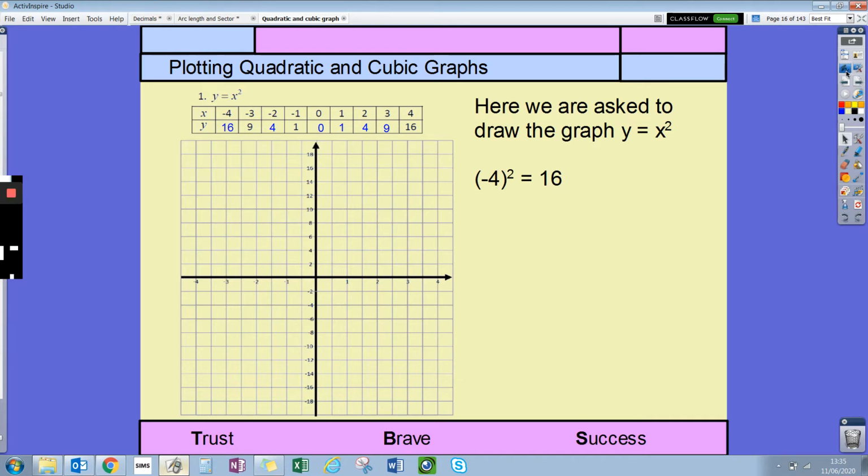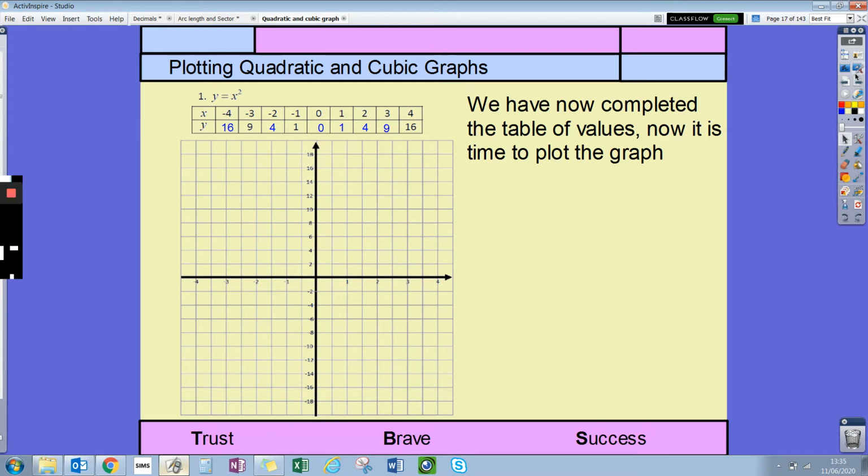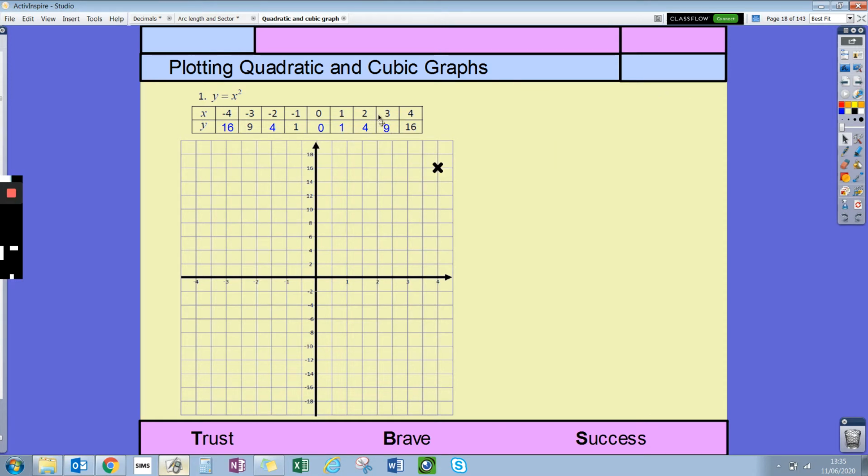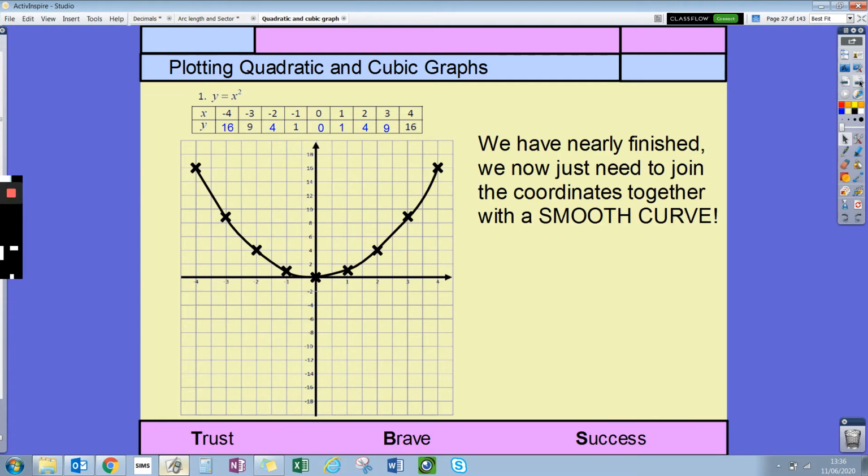So we've completed the table of values and now we need to plot the graph. So we need to go along to 4 and up to 16 because this is a coordinate pair. 3, 9, 2, 4, 1, 1, 0, 0, minus 1, 1, minus 2, 4, minus 3, 9, and minus 4, 16. When we've plotted that, we need to join them together with a smooth curve.